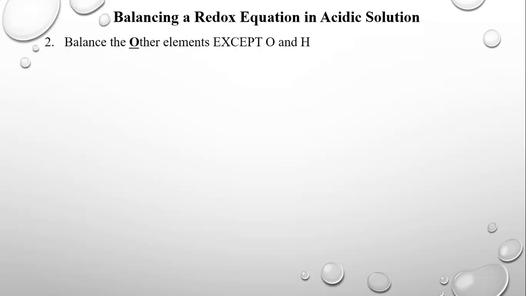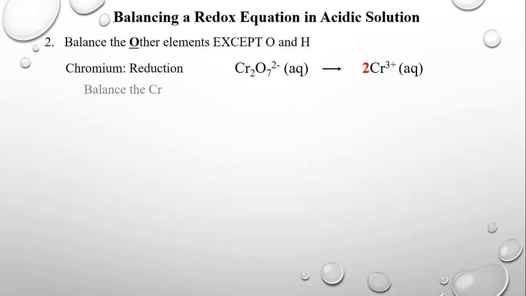So step number 2, balance the other elements except oxygen and hydrogen. So there we go. In order to have the chromiums balanced, we have a Cr2 on the left, so we have to add a coefficient. Remember, you can never add a subscript here. You just add a coefficient, and that's going to make it 2 Cr on the right. So you have 2 Cr on the left, 2 Cr on the right. So you've balanced everything except the oxygen and the hydrogen. Now, you balanced the chromium.